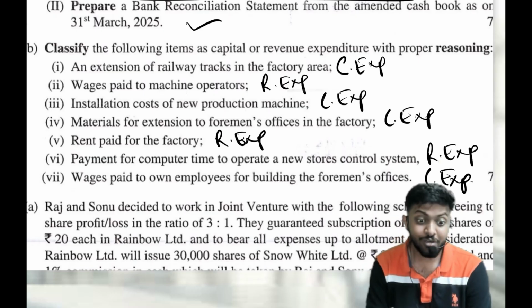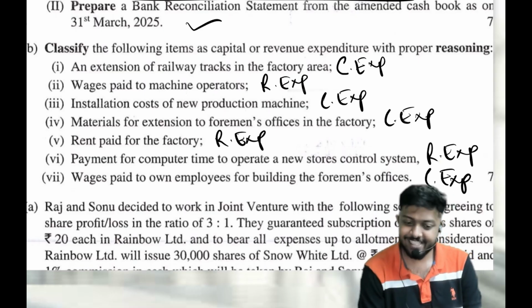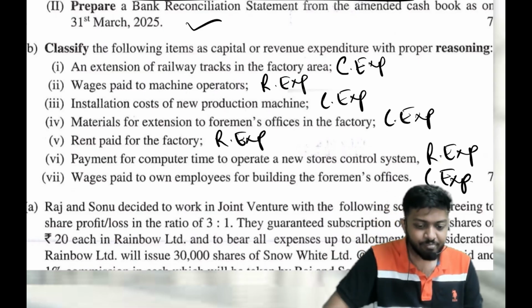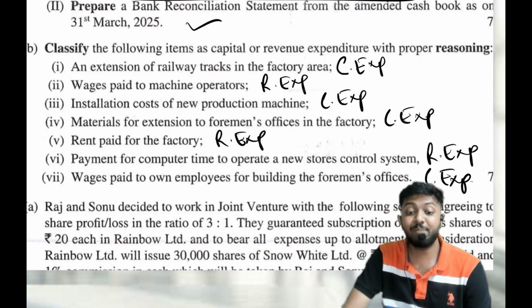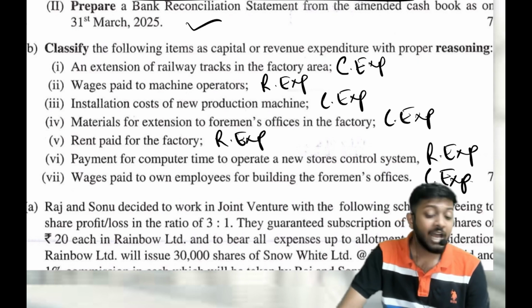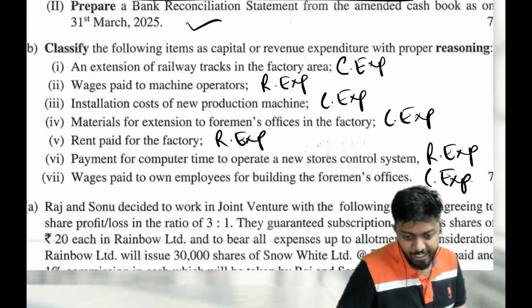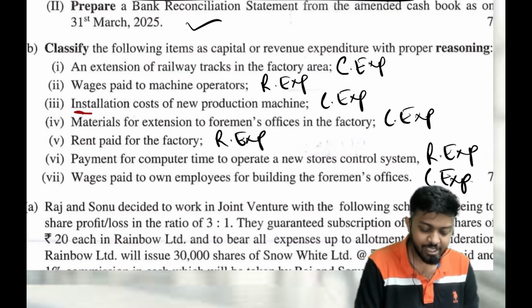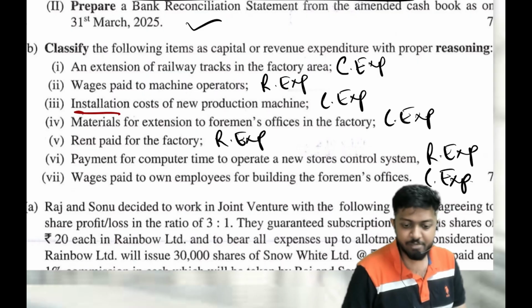Installation cost of a new production machine. It's capital expenditure. Why? What did I say? Any money incurred on a new fixed asset, plus directly attributable expenses till the asset becomes ready to use, will be treated as capital expenditure, as we discussed. This installation is directly attributable till the asset becomes ready to use. Hence, it is capital expenditure.